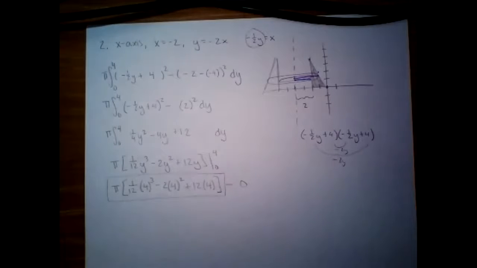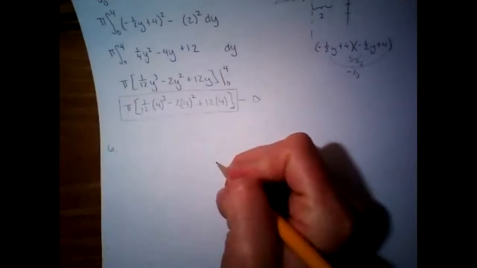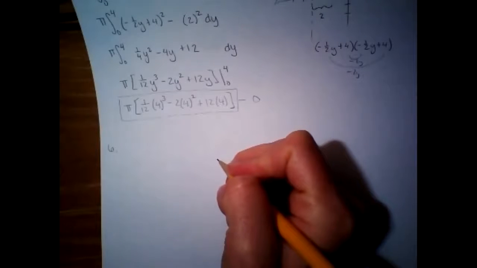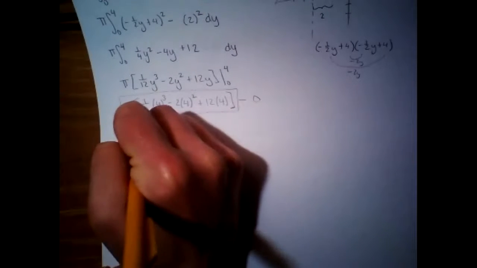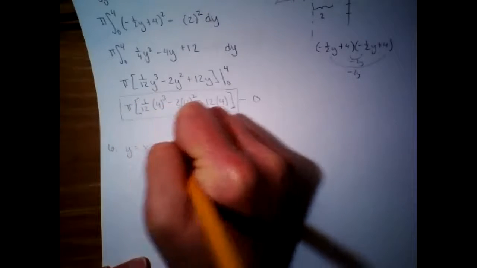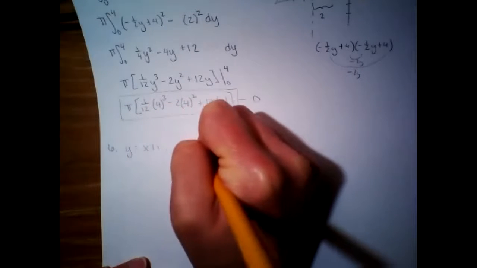All right, so is there another one that you guys want to look at together? All right, so we're going to look at number 6 here. So number 6 says, find the volume of the solid whose base is bounded by the graphs of y equals x plus 1 and y equals x squared minus 1.